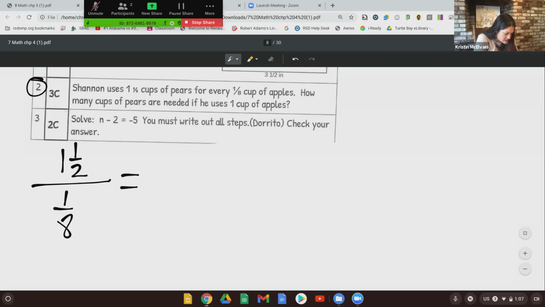Of pears for 1 cup of apples. Okay, so then we're going to cross multiply. And that's going to give us, I'm just going to continue it right here. So that's going to give us 1/8 n.